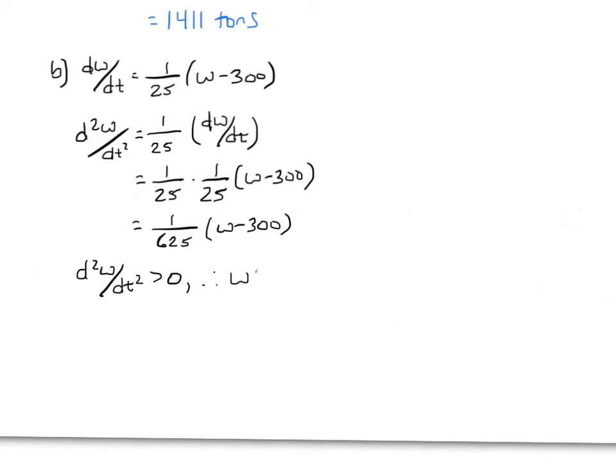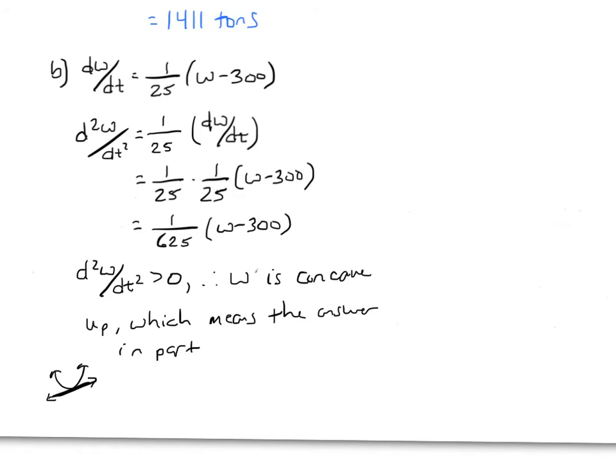Therefore, W is concave up. And if our graph is concave up, then our tangent line is under our graph, which means that our answer is an underestimate. So W is concave up. Which means the answer to part A is an underestimate.